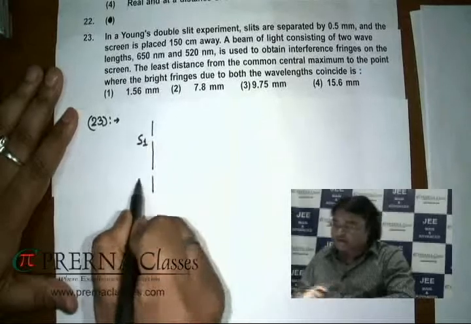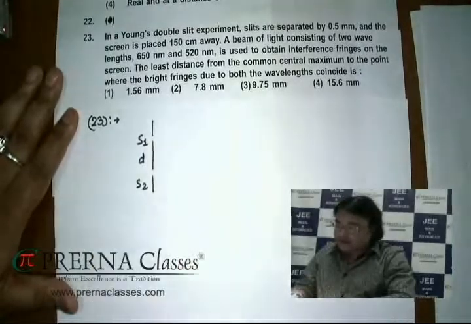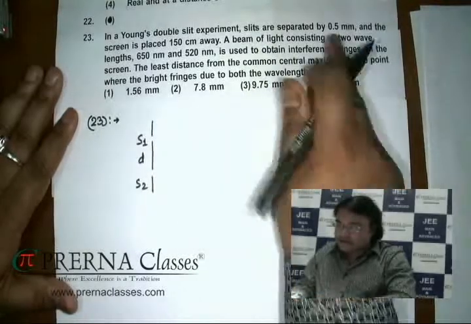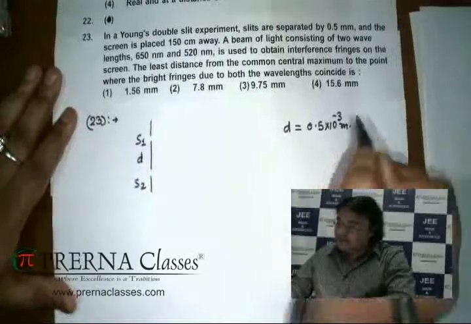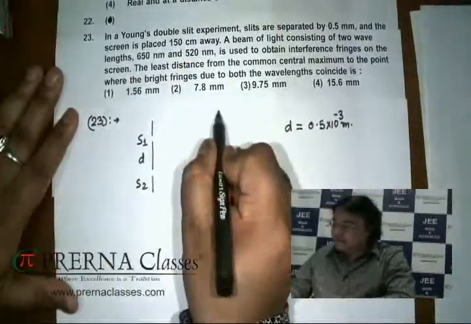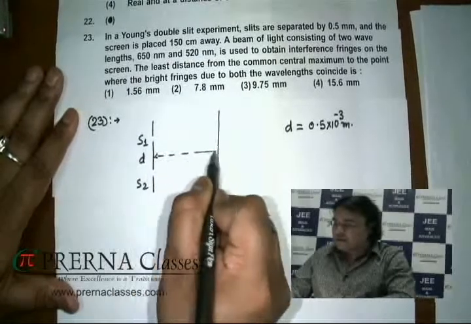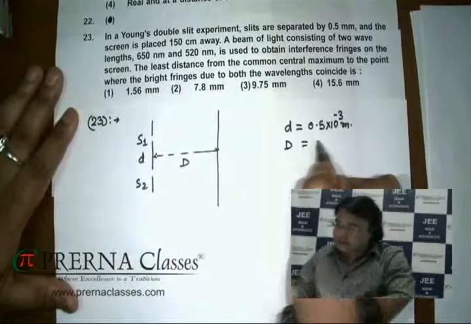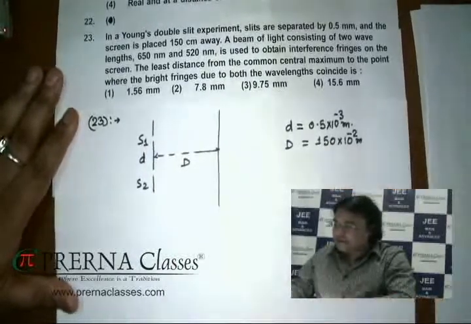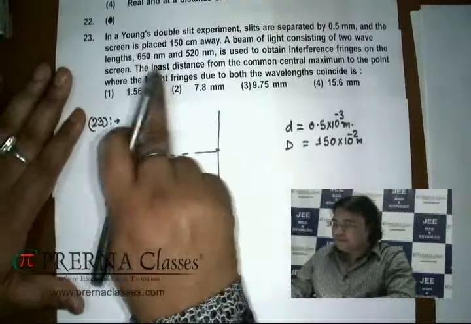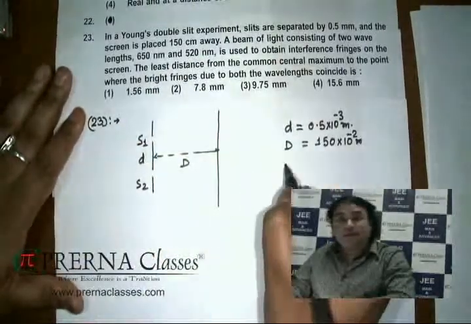Okay, next one, that means question number 23, which is based on Young's double slit experiment. Here it is given two slits, let us say S1 and S2, the separation between them is a small d, and the value of small d given here is 0.5 mm, so 0.5 into 10 to the power minus 3 meter. And the separation between the screen and slits here is capital D, and the value of capital D is 150 centimeter, that means 10 to the power minus 2 meter.